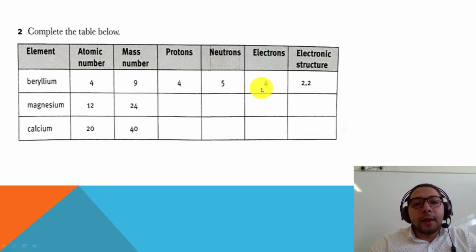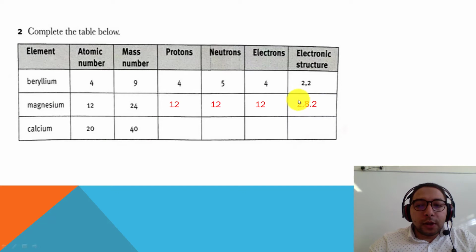Magnesium, we have the atomic number 12, mass number 24. So protons should be exactly the same as the atomic number, so we should have 12. The neutrons, we should do 24 minus 12, so we're going to have 12 neutrons. Electrons should be equal to the atomic number, and the protons should also be 12. For the electronic structure, we're going to put the first 2 electrons in the first energy level, followed by 8 electrons in the second energy level, followed by 2 electrons in the last energy level. So we have 12 electrons.